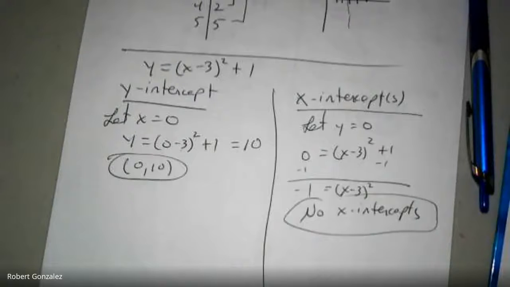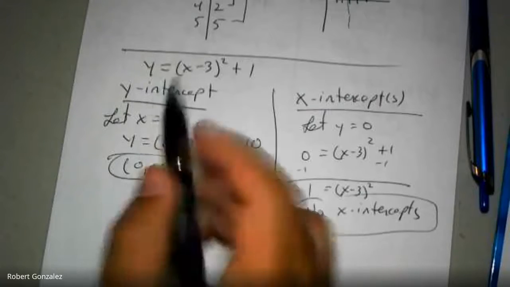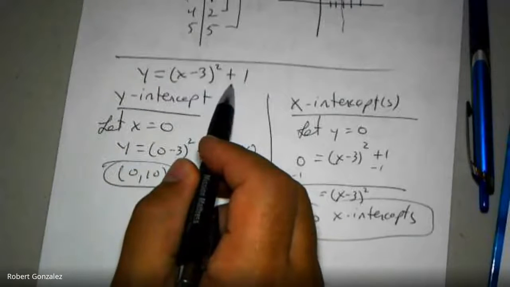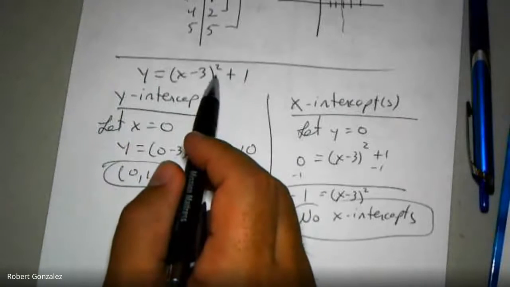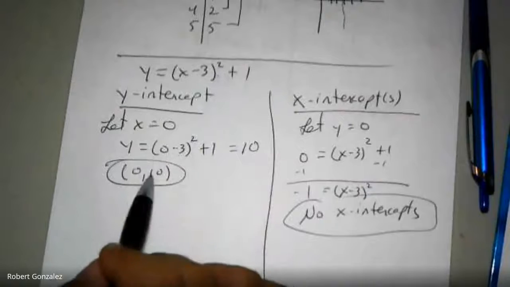Why can we not have two or more y-intercepts for this graph? I'll answer that for you. This is a polynomial function. And if you have a function, you cannot have more than one y-intercept. Otherwise, it wouldn't be a function.